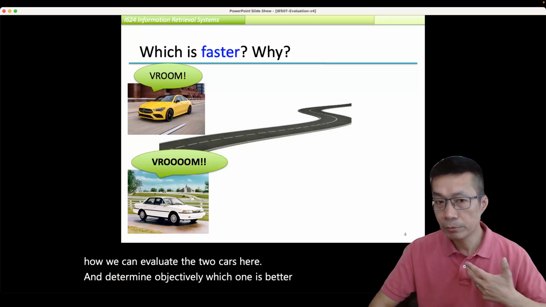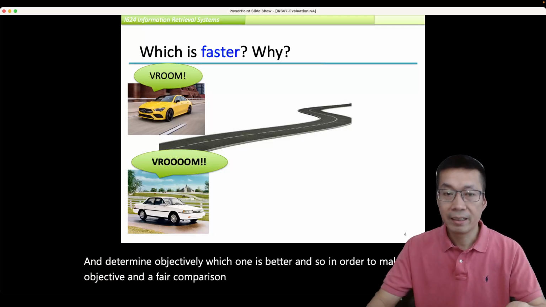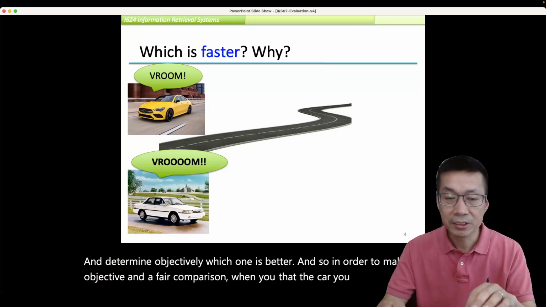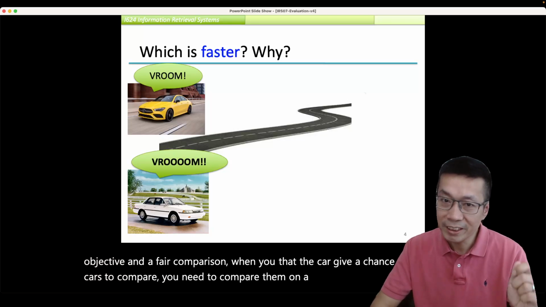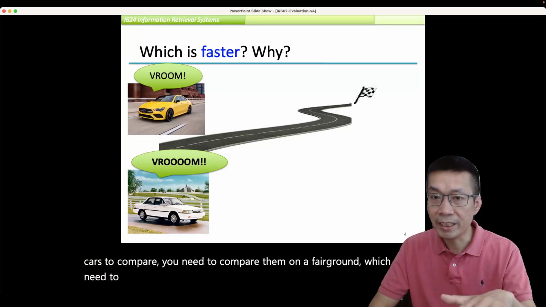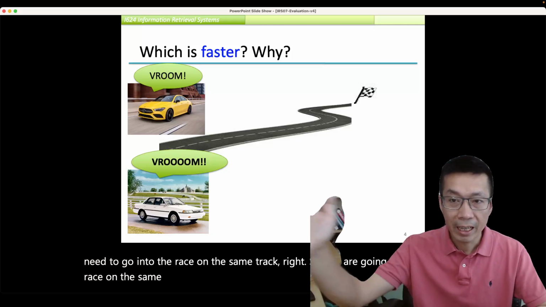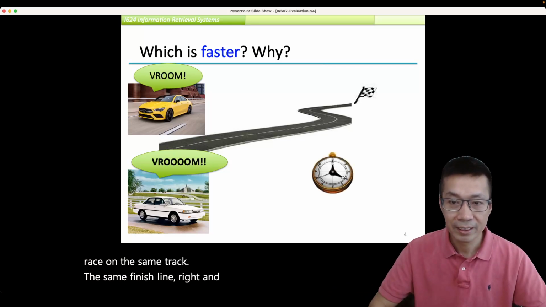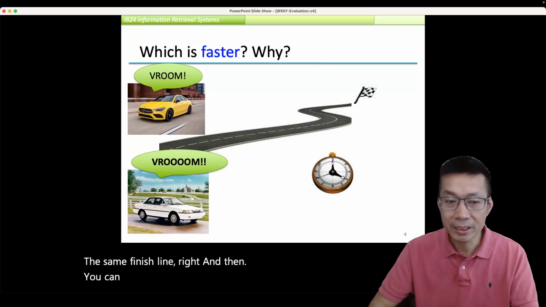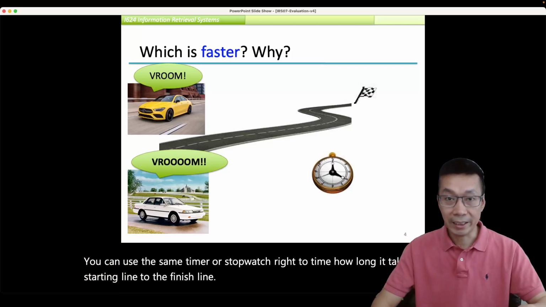In order to make this an objective and fair comparison, when you give a chance for the two cars to compare, you need to compare them on a fair ground, which means they need to go into the race on the same track, right? So you are going to let them race on the same track, have the same finish line, right? And then you can use the same timer or stopwatch to time how long it takes from the starting line to the finish line, right? So that is the fair comparison.